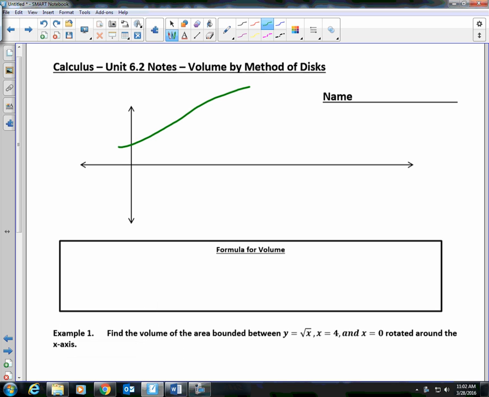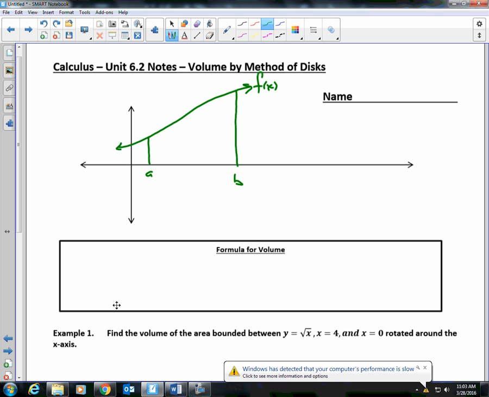Suppose we have this type of shape. Call it f of x. We're going to bound it from A to B. True or false, we know how to find that area. True. What shape do we make to find the area? And how many rectangles do we end up with? An infinite number. Well, we're going to change that just a little bit.